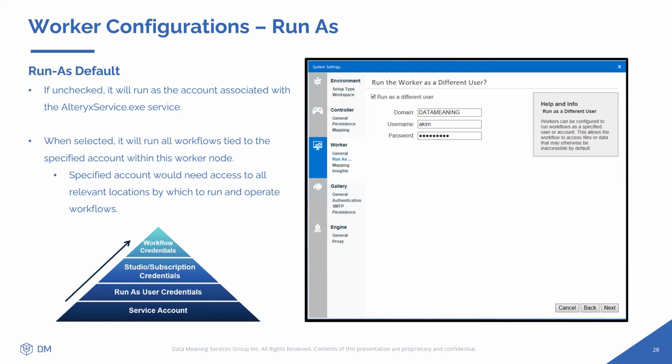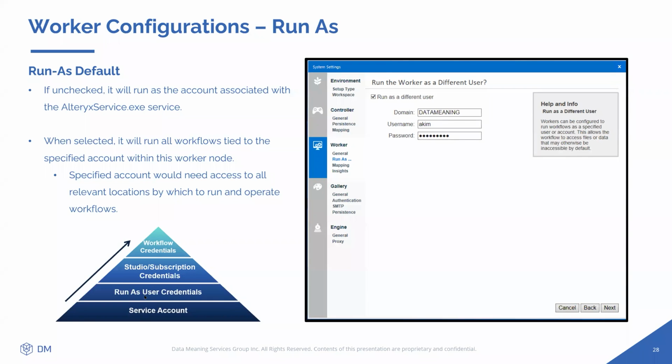Now, a very important concept that answers the question, who is going to be running a workflow once it is on the server? So by default, the worker runs using the local system account, the account that is running the Alteryx service, for example. But we can configure the machine to run as a specific user in this section. So in this case, we are using the domain and the user Akin with his password. So it has a higher hierarchy over the service account. So you can see this pyramid here. So we can also go up in this hierarchy and override this user too.